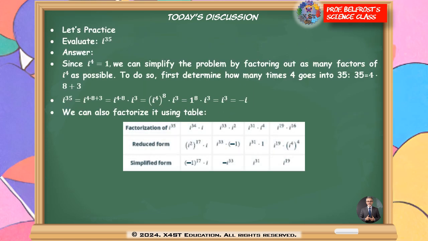So let's practice if you have understood this concept. Please evaluate i raised to the power of 35. Since we know that i raised to the power of 4 is 1, we need to know how many times 4 goes into 35. 35 is 4 times 8 plus 3. So what we need is i raised to the power of 3. From the table, i raised to the power of 3 is minus i. So i raised to the power of 35 is minus i.